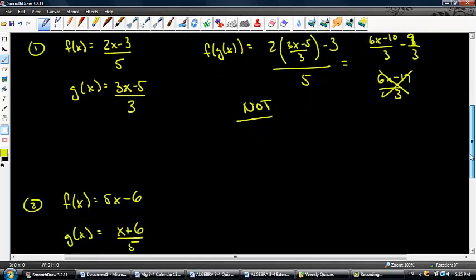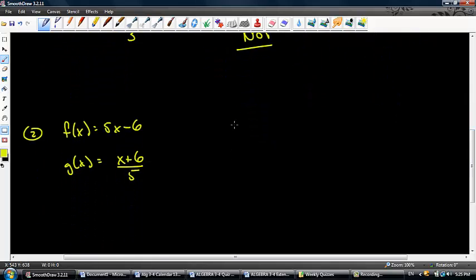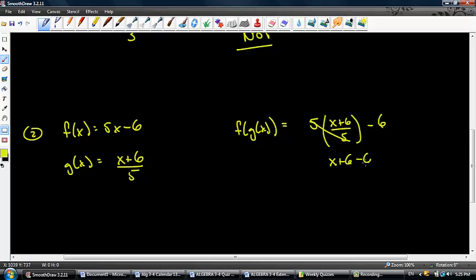Let's take a look at the next one. I'm going to plug g of x in and see what happens. F of g of x is going to be 5 times (x plus 6 over 5) minus 6. Well, these are going to cancel each other out. I get x plus 6 minus 6. Those cancel each other out. So f of g of x equals x. Looks promising. Let's try the next one.